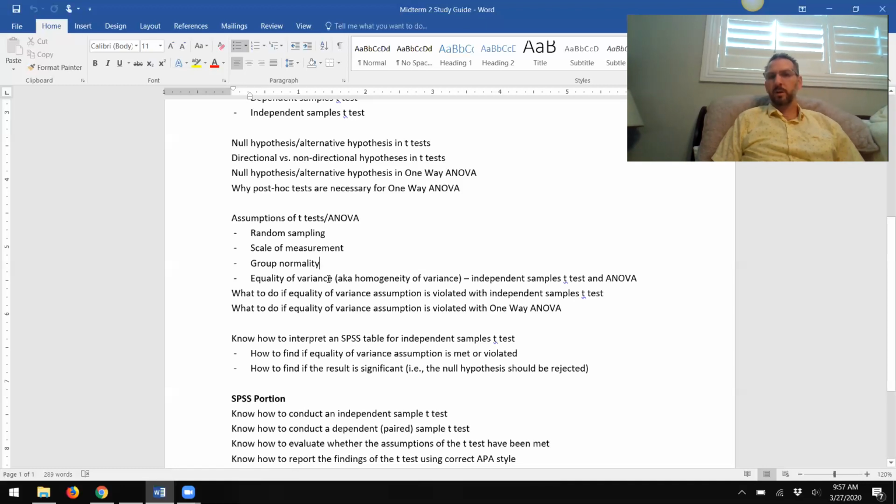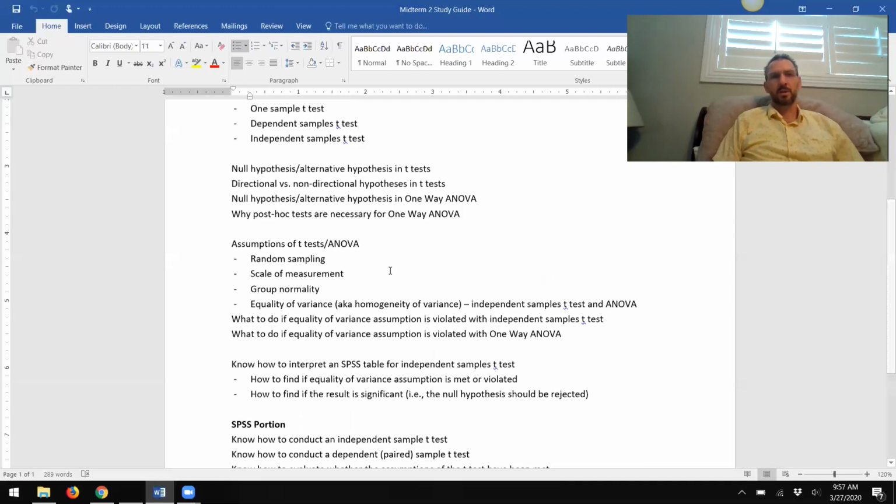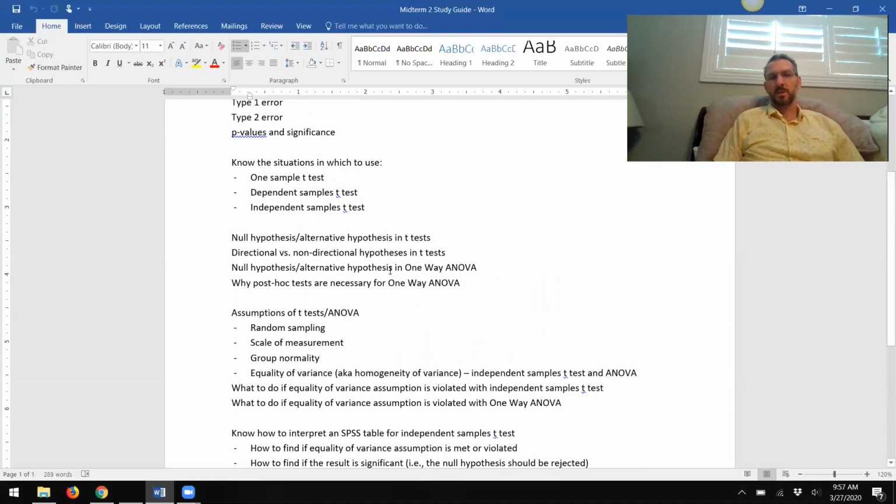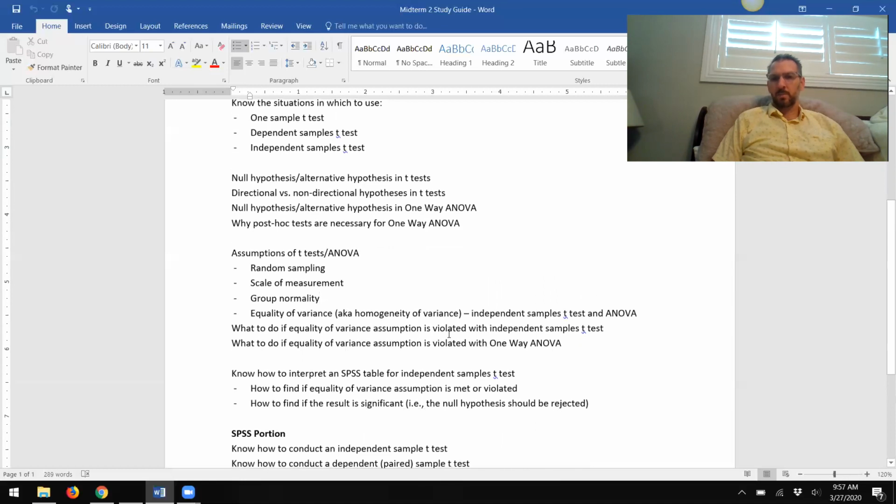The equality of variance is also known as the homogeneity of variance, and that only applies to the independent samples t-test and the ANOVA. So it doesn't apply to the one sample t-test, and it doesn't apply to the dependent sample t-test. You need to run it if you're doing an independent samples t-test or if you're doing an ANOVA.